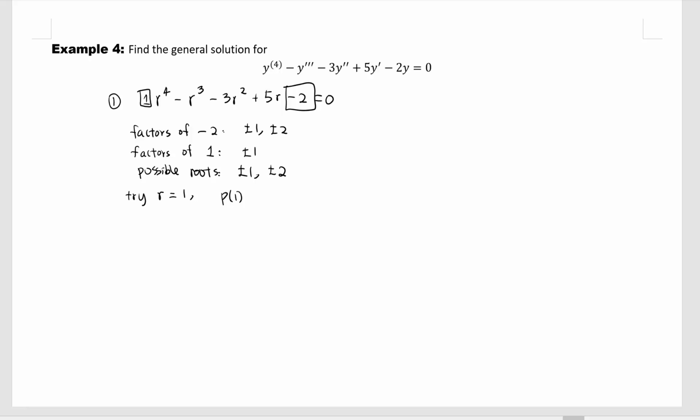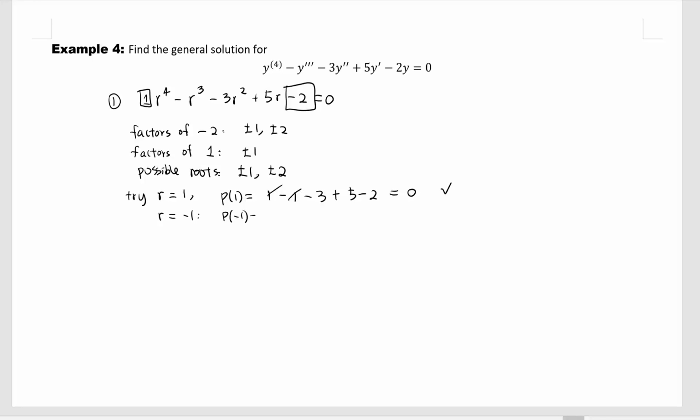So P of 1 is 1 minus 1 minus 3 plus 5 minus 2. Let's see, this cancels. Oh, we're so lucky. That is a root. Yay. Oh, but 1 root is not enough. We need to find 2 roots because this is degree 4.